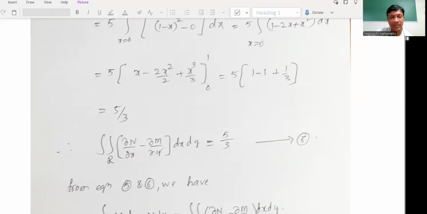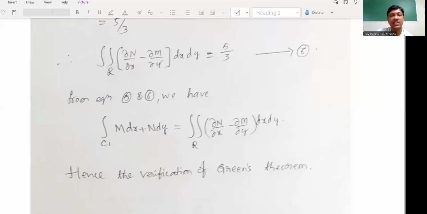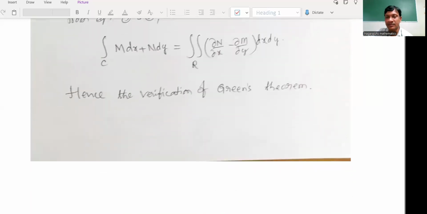Both are same. From equations 5 and 6, we have integral over this curve C of M dx plus N dy is equal to double integral over the region R of dou N by dou x minus dou M by dou y dx dy. Hence, the verification of the Green's theorem is completed.